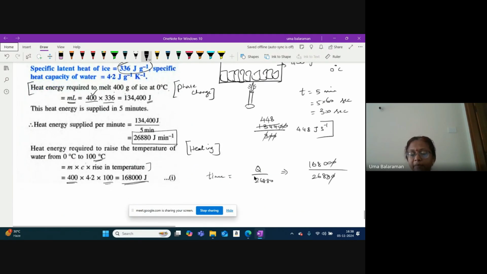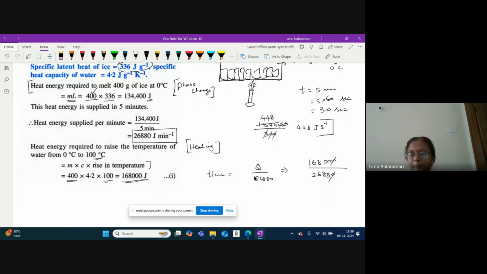So here we can calculate time using the same. Heat energy required is 16800, which is 448 joules per second into time. So time is equal to 16800 divided by 448. Go ahead, solve it.